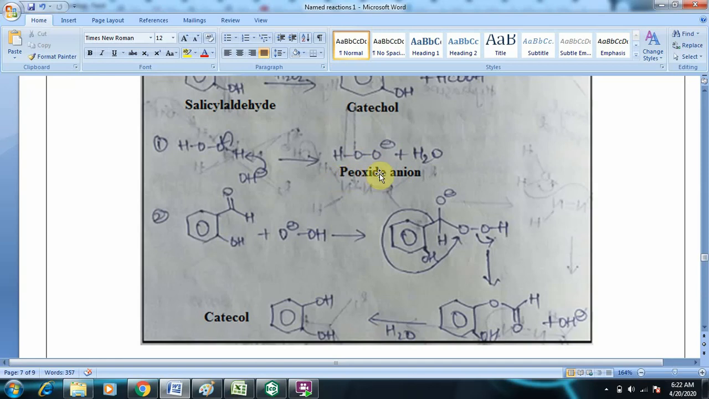It acts as a nucleophile. You know that it is negatively charged, so it acts as a nucleophile. And the OH minus, which abstracted a proton, will go out as a water molecule. So here is the active reagent, the active nucleophile which will attack the aldehyde carbon. So coming to the second step: the first step was generation of the peroxide anion. In the second step, the aldehyde, that is salicylaldehyde, ortho-hydroxybenzaldehyde, is treated with the peroxide anion.